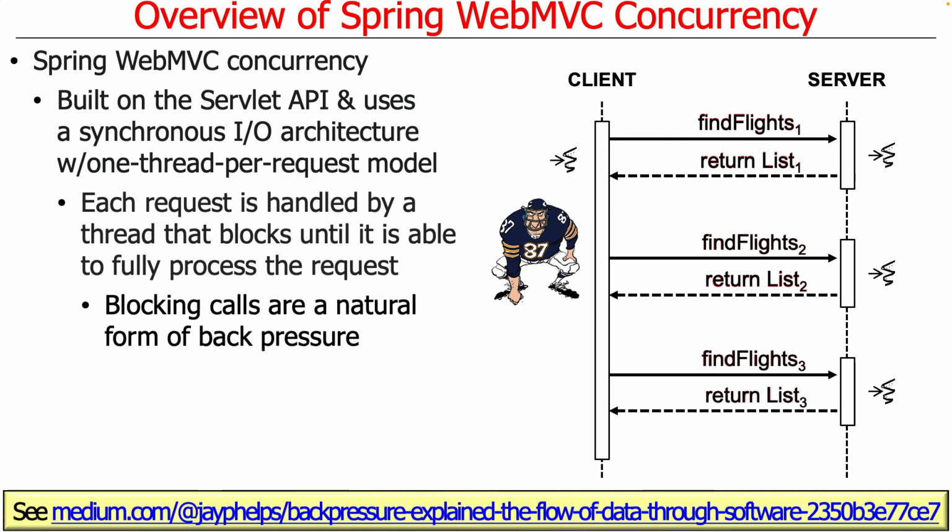Now, there are some benefits of having this blocking request-response, stop-and-wait style protocol. One of them is that blocking calls are a natural form of back pressure. What that means is that the server is not going to send the data back to the client faster than it can process it, because the client has to wait till it gets the results back before it can make the next request. And you might think, well, what's the big deal? Of course that's the way things work.